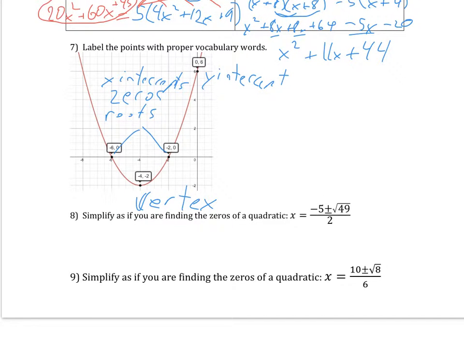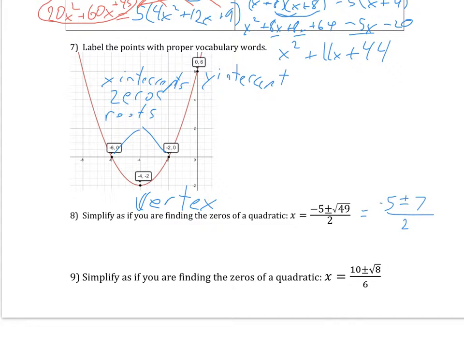Number 8 and 9, just wanted you to practice some of these situations that come up when you're doing the quadratic formula and you have to simplify, and I've been noticing some awkward things from students. So again, somebody's already done the hard work of the quadratic formula, plugging all the numbers in. What I'm noticing is that square root of 49 is actually the number 7. So to me, I'm supposed to go negative 5 plus or minus 7 all over 2.